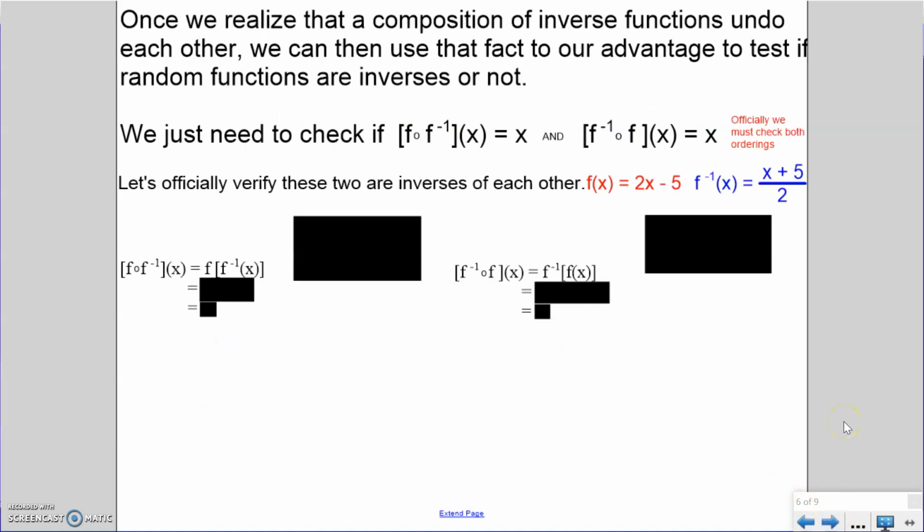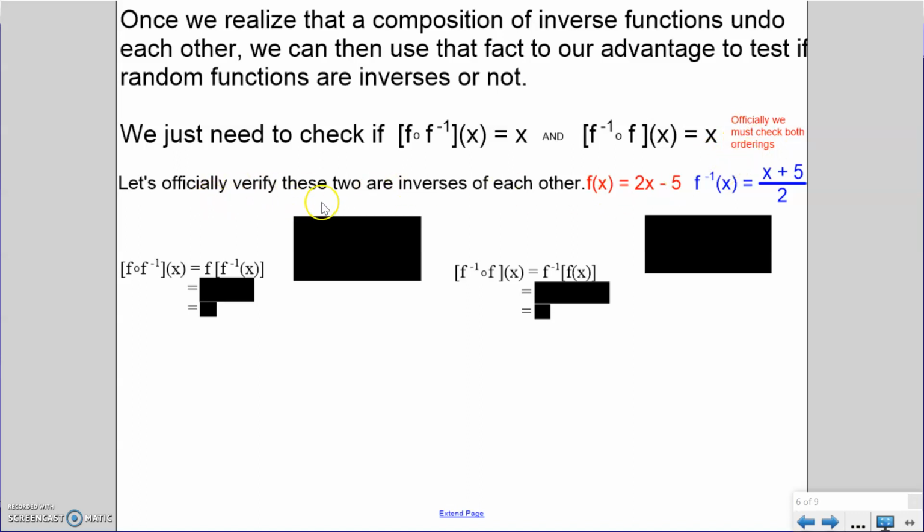Once we realize that a composition of inverse functions undo each other, we can use that fact to our advantage to test if random functions are inverses or not. So we just need to check if f of f inverse of x comes to x, and f inverse of f of x comes back to x. And what are you plugging in here? It could be 9 to 9 or 20 to 20, but we just put x for the variable. Any x comes back to the same thing. And officially we must check both orderings.